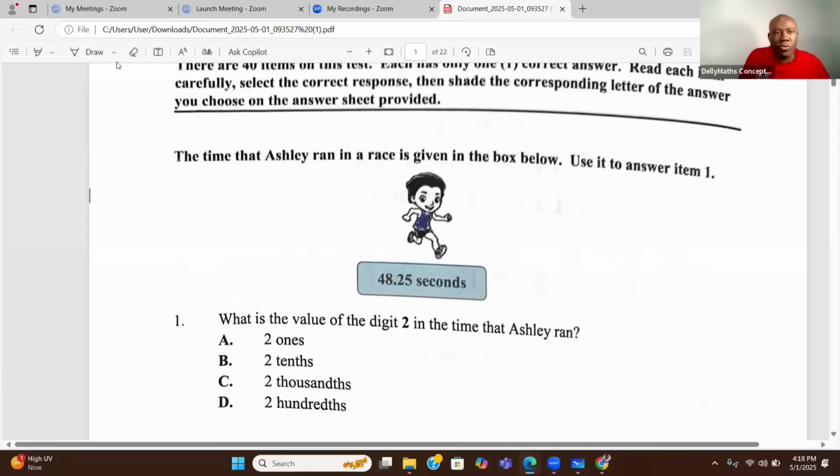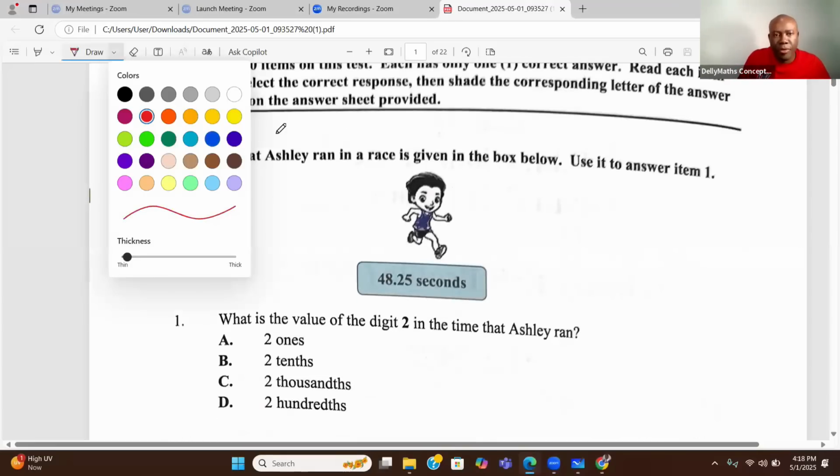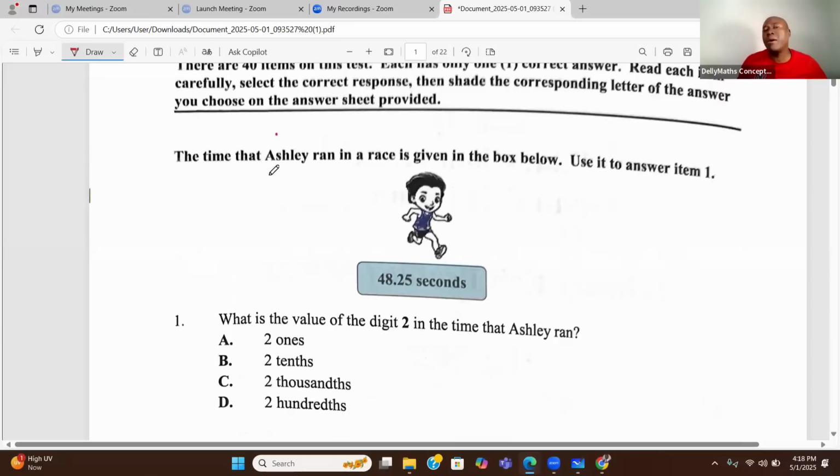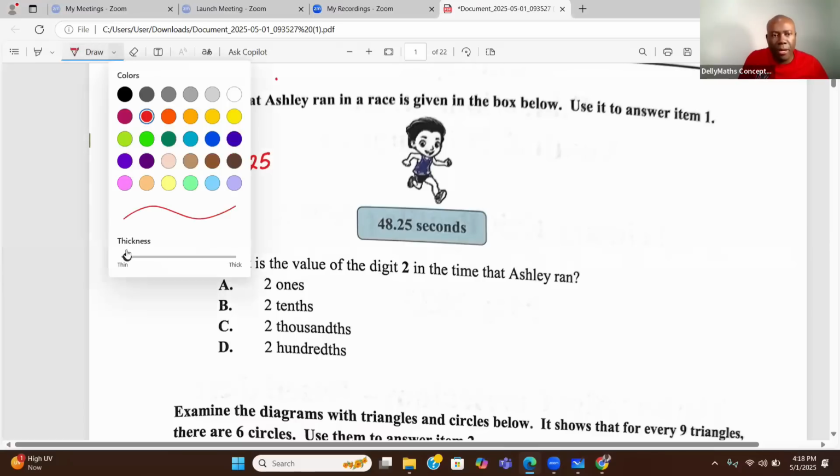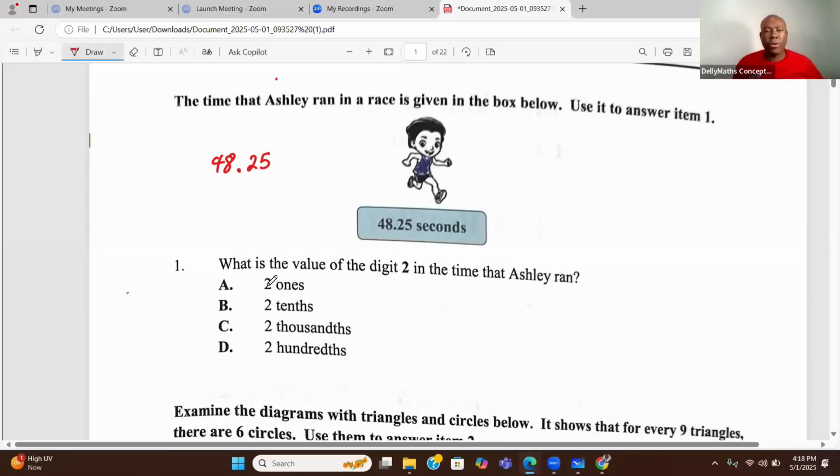Question one says, the time that Ashley ran in a race is given in the box below. Use it to answer item one. We're seeing the time as 48.25. So 48.25 is the time that Ashley ran. The question is, what is the value of the digit 2 in the time Ashley ran?